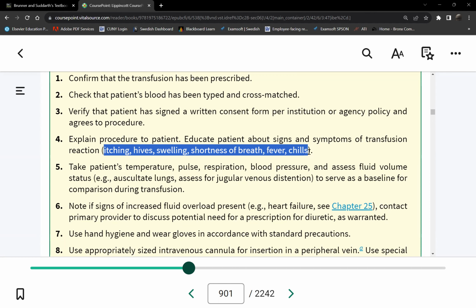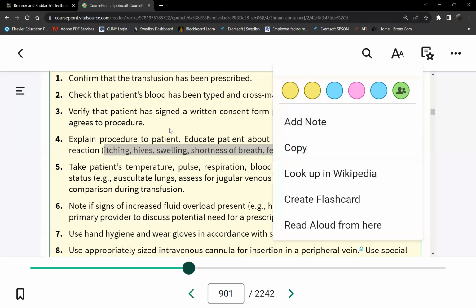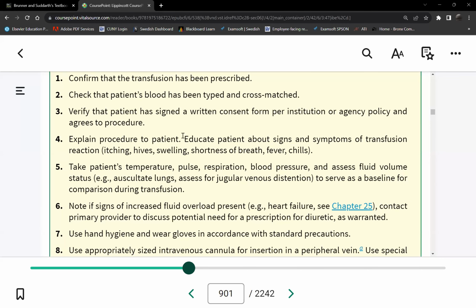You need the patient to be able to help you identify any reaction. So you educate them. Which reaction? Well, I showed you the test plan. Did the NCLEX test plan specify the type of reaction that they'll be testing you on?